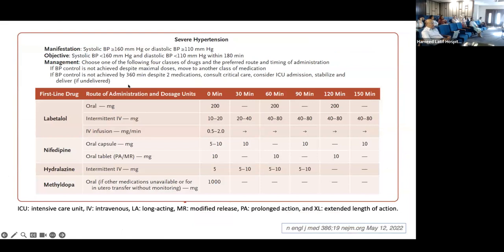This is the drug, its route of administration, and in what dosage it can be given, and how and where the patient ought to be managed. So, labetalol: oral, intermittent IV or IV infusion. Nifedipine: oral capsules, oral tablets. Urgent and emergency, so far as I'm concerned, I would take as the same. Emergency, of course, is when the patient comes in at that time. Urgent is when you find that the patient has all those features. And methyldopa. So this is how blood pressure should be managed in severe hypertension.